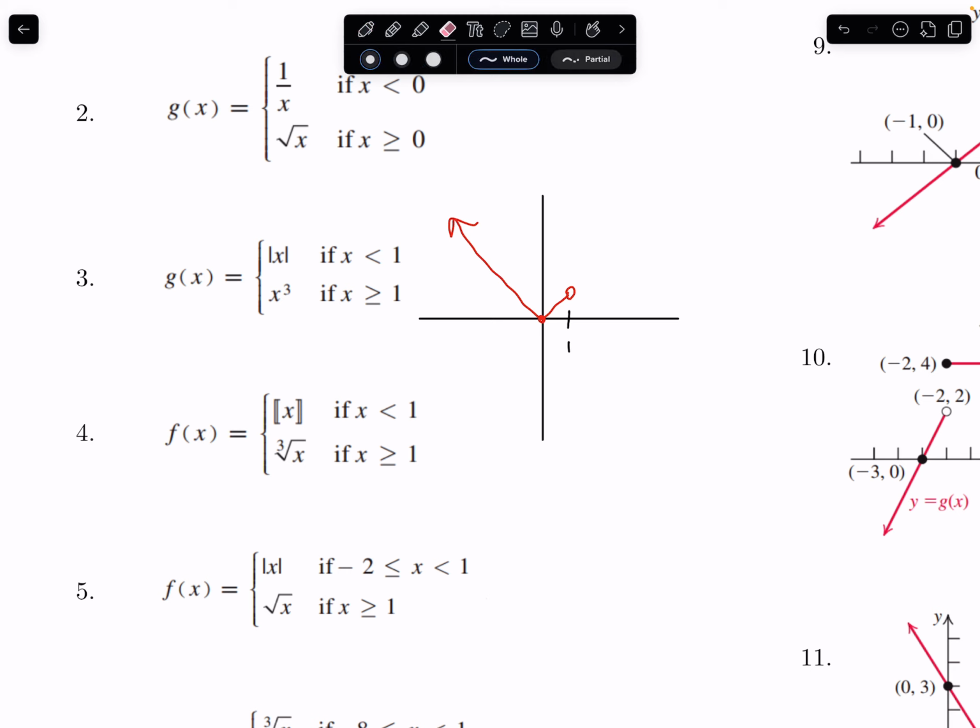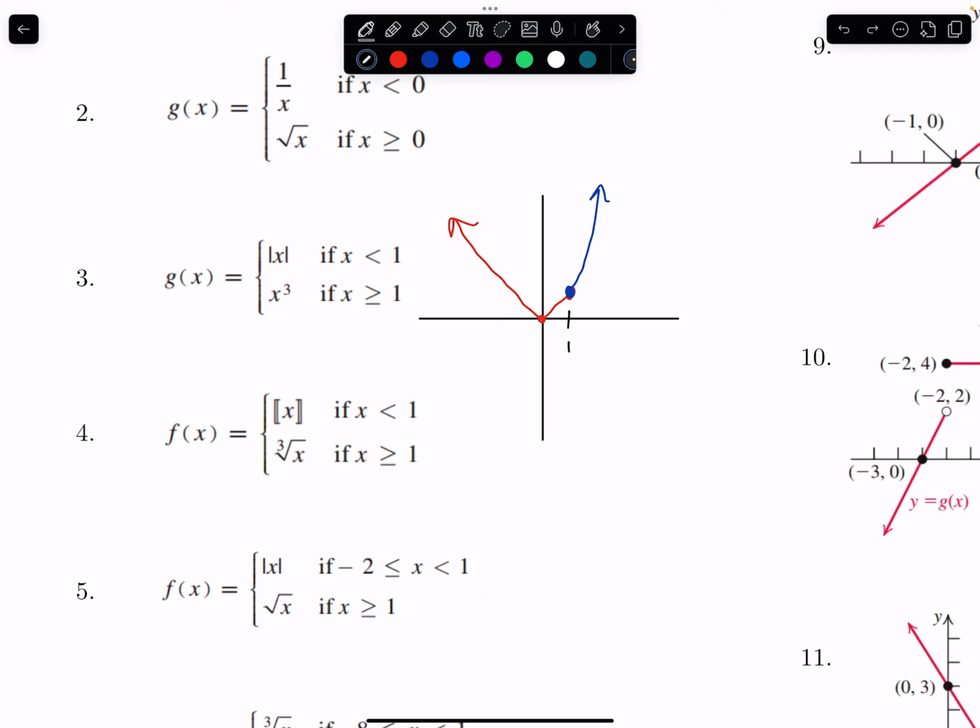Okay, once you get to 1 onwards, you should be x cubed. x cubed, remember, it looks like this, right? It goes up like this and down like that. But I don't want the whole thing. I only want to start from 1. So at 1, x cubed is 1. It goes up like that. Now we fill in this circle because it's greater than or equal to 1.